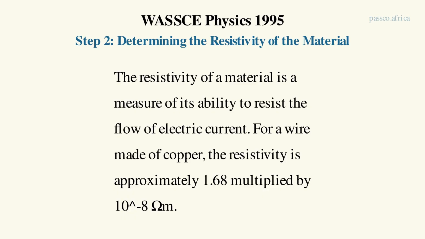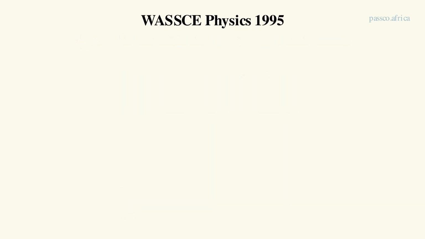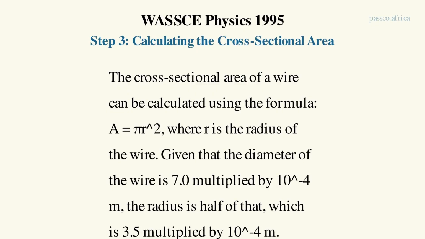Step 3. Calculating the cross-sectional area. The cross-sectional area of a wire can be calculated using the formula A equals πr², where r is the radius of the wire. Given that the diameter of the wire is 7.0 multiplied by 10 to the power of -4 m, the radius is half of that, which is 3.5 multiplied by 10 to the power of -4 m.